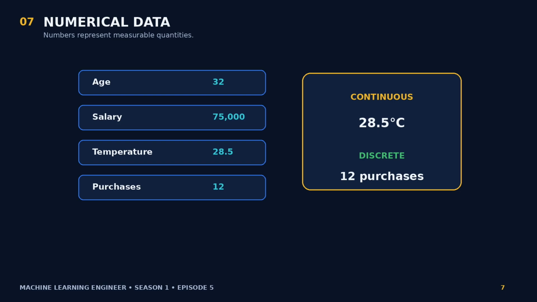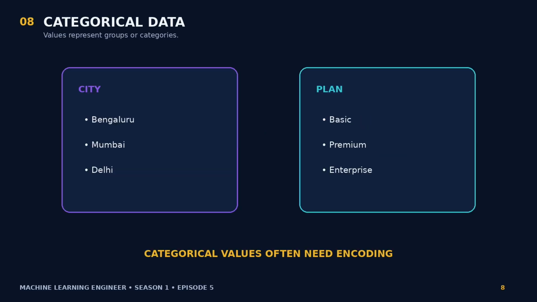Numerical data represents quantities. For example, age, salary, temperature, and number of purchases. Numerical data can be continuous or discrete. Continuous values can take many possible values, such as temperature or height. Discrete values are usually countable, such as number of purchases or number of support tickets. Understanding this can affect how we analyze and pre-process the data.